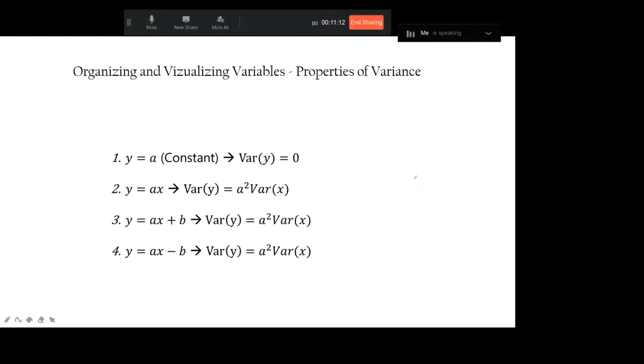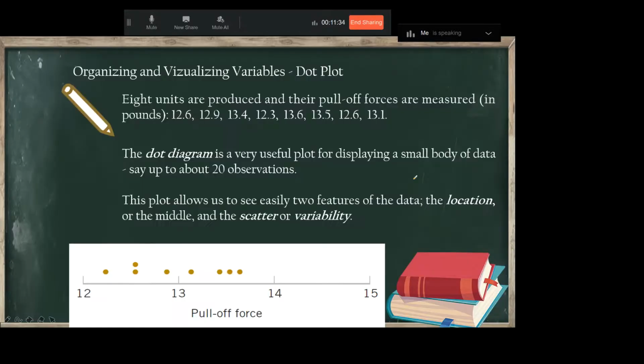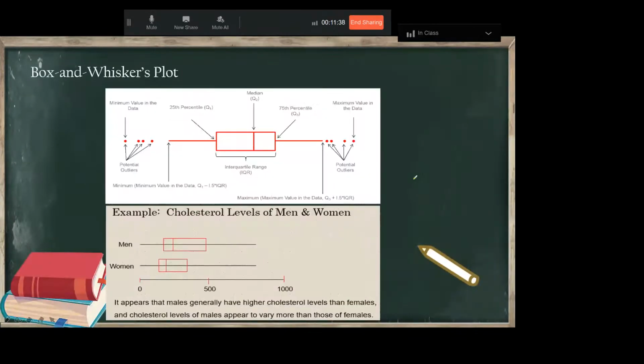So today we're gonna start the last concept of this series, of organizing and visualizing variables, and that is the left part. What we didn't cover so far is the box plot. Today we will talk about the box plot or box and whisker plot. We have already talked about the dot plot. So this is the box and whisker plot.